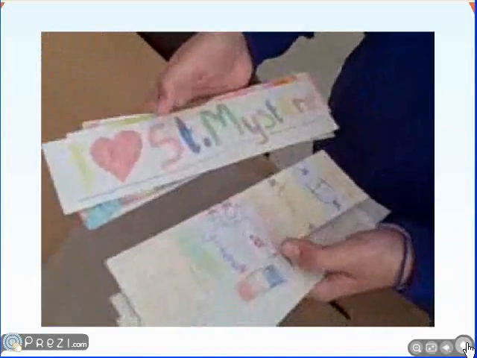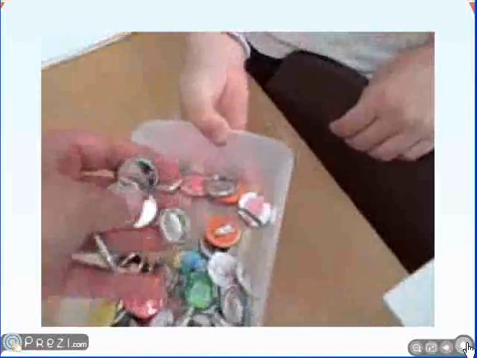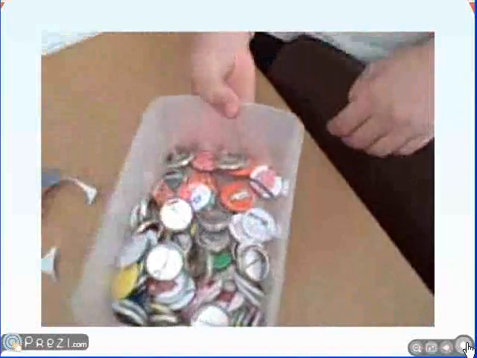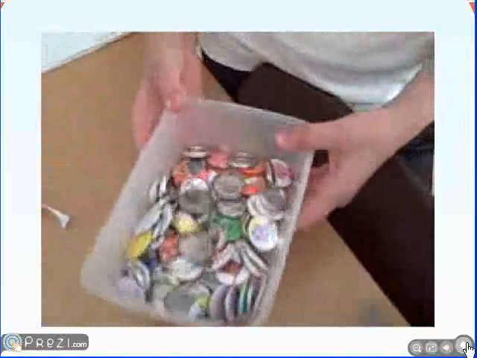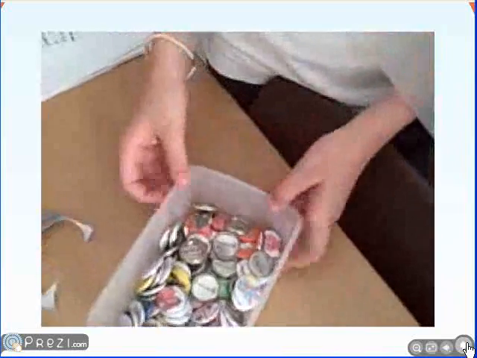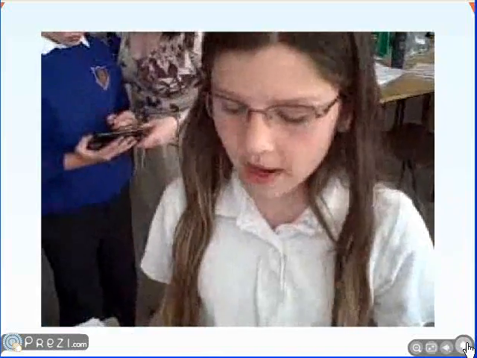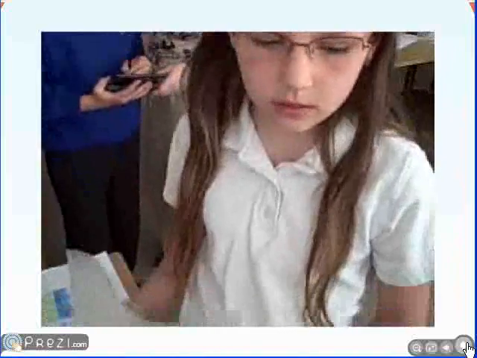Okay. These are the bookmarks that we've made. So you made bookmarks as well that you're going to sell? Yeah. Bienvenue Saint Mystère bookmarks, and you've also made badges too. Yeah. How much are these costing? Well, we haven't decided how much everything's going to be yet. Okay, so you're trying to make a profit on this? Yes. So the real money that we get, we're going to pay the school back for the paper for photocopying and all the stuff.